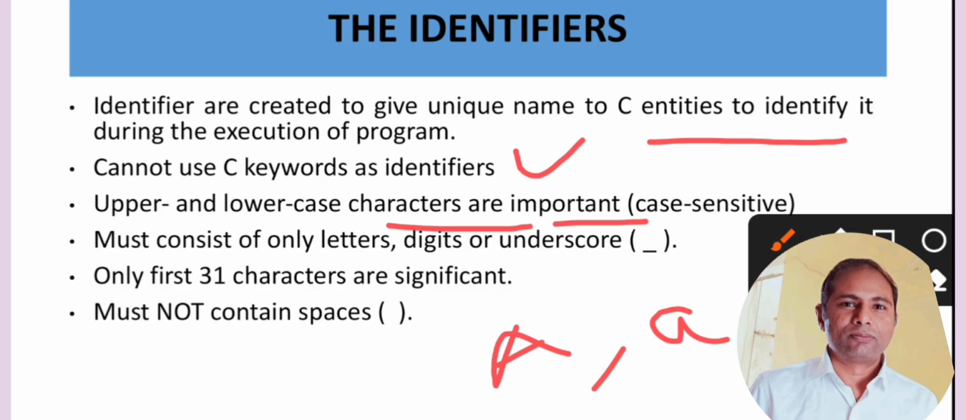Now an identifier must consist of only letters, digits, and underscores. So only three things we can include in the identifier: either letters, or digits, or underscores. It can have a maximum of 31 characters. But there should be no spaces when we are making any variable, or we can say any identifier.